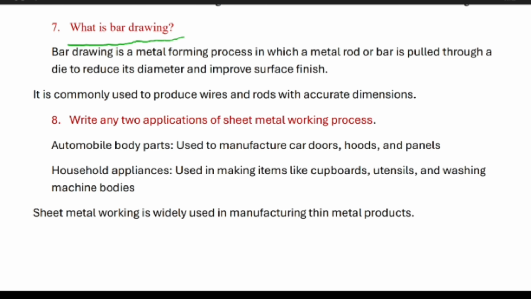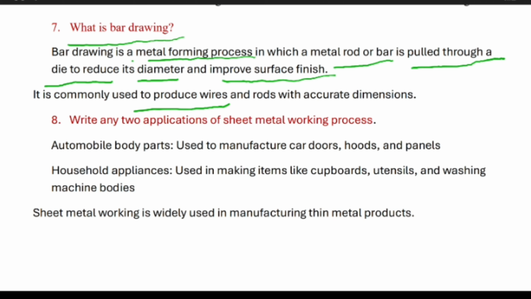Next question, what is bar drawing? So what do you mean by bar drawing? Bar drawing is a metal forming process in which a metal rod or bar is pulled through a die to reduce the diameter and improve the surface finish. That we call bar drawing. Commonly we use it for producing wires, rods and accurate dimensions.